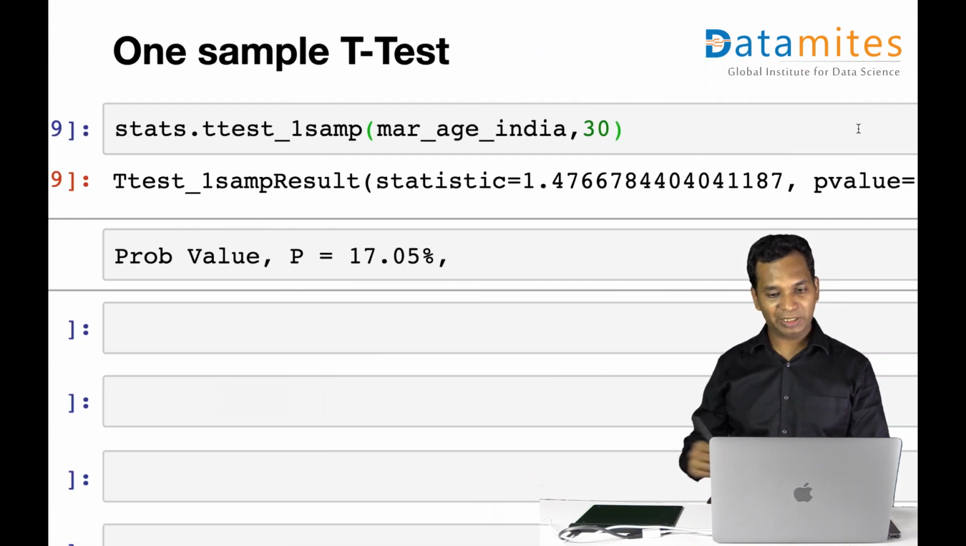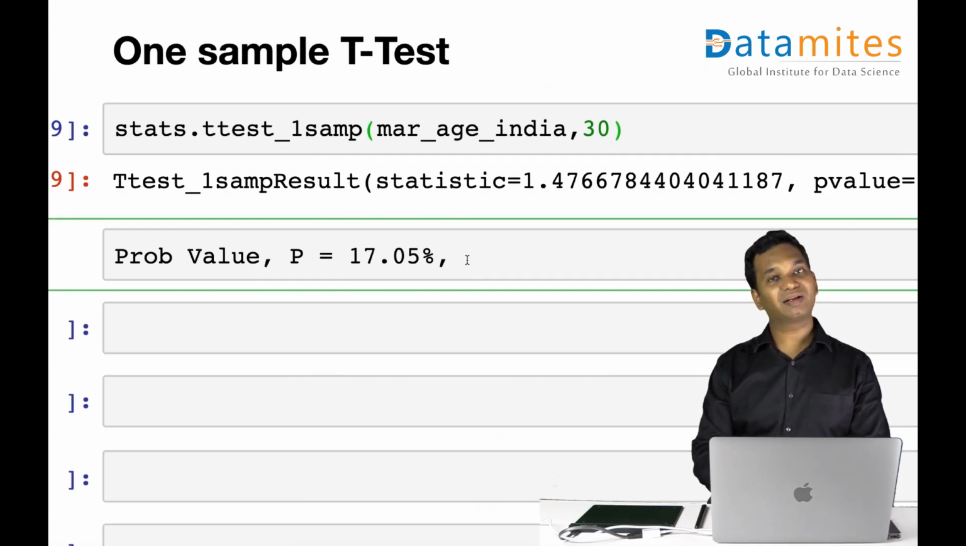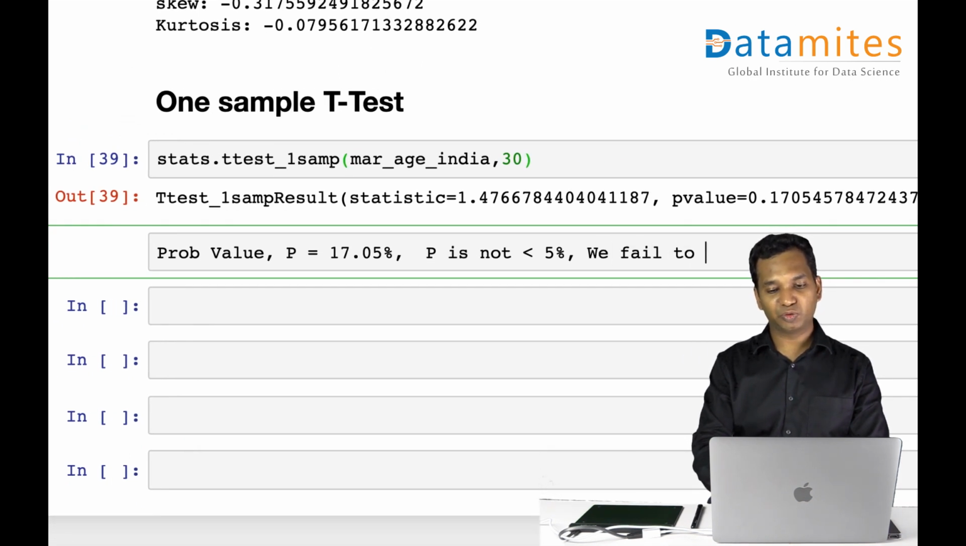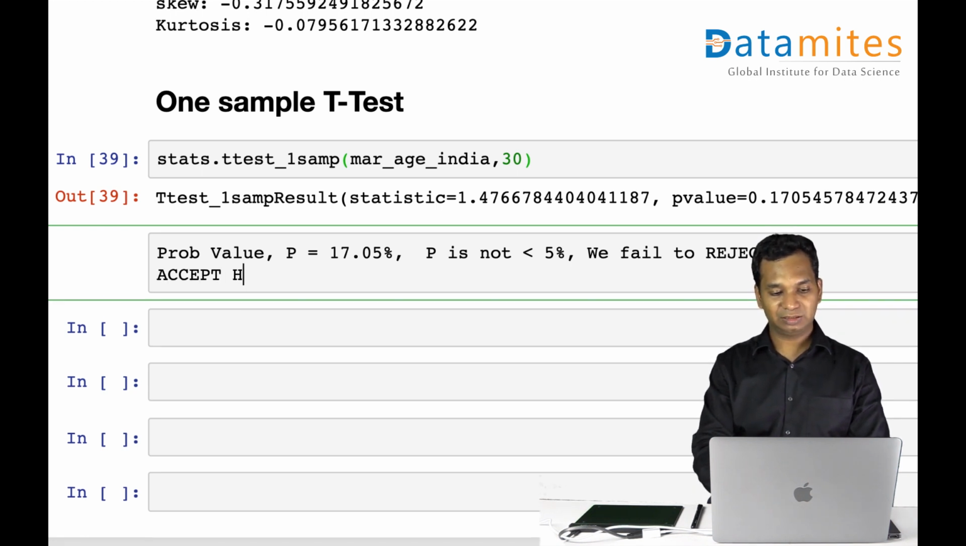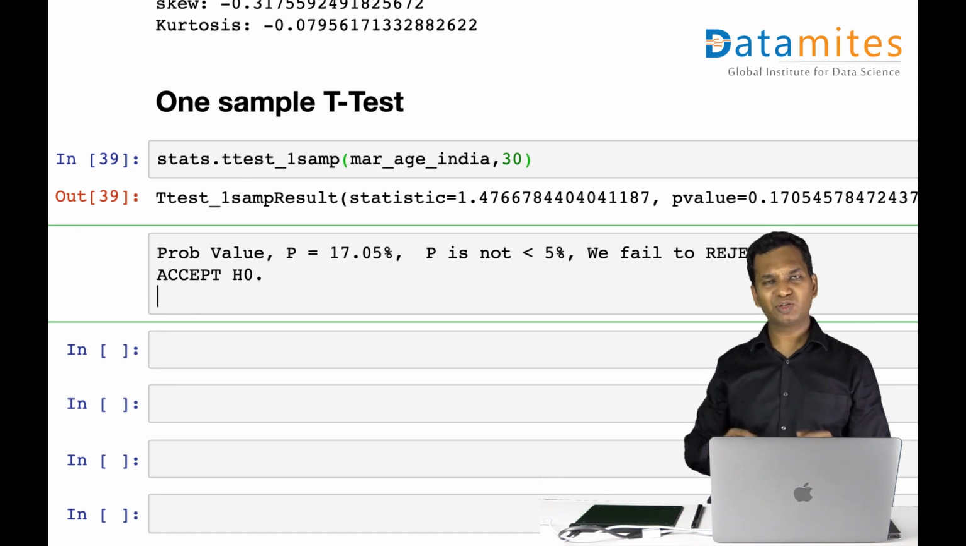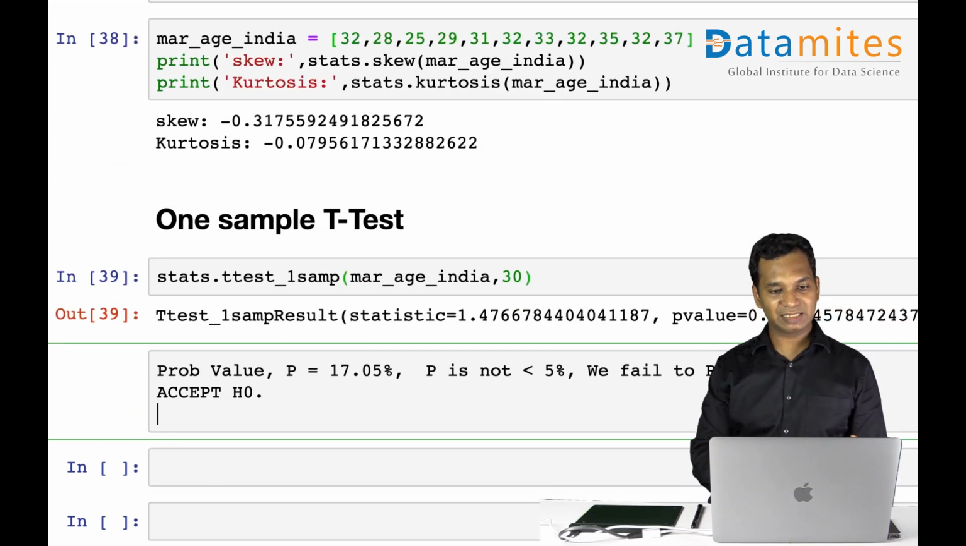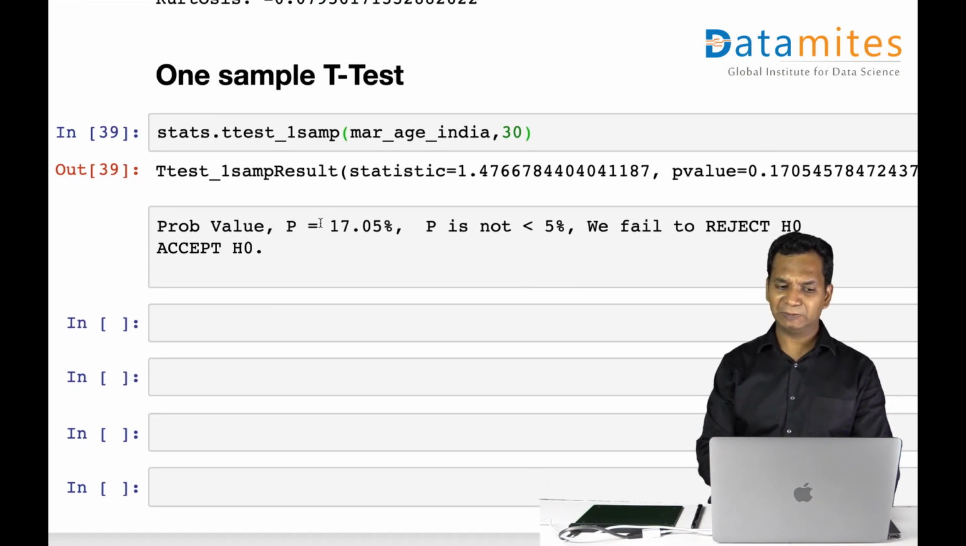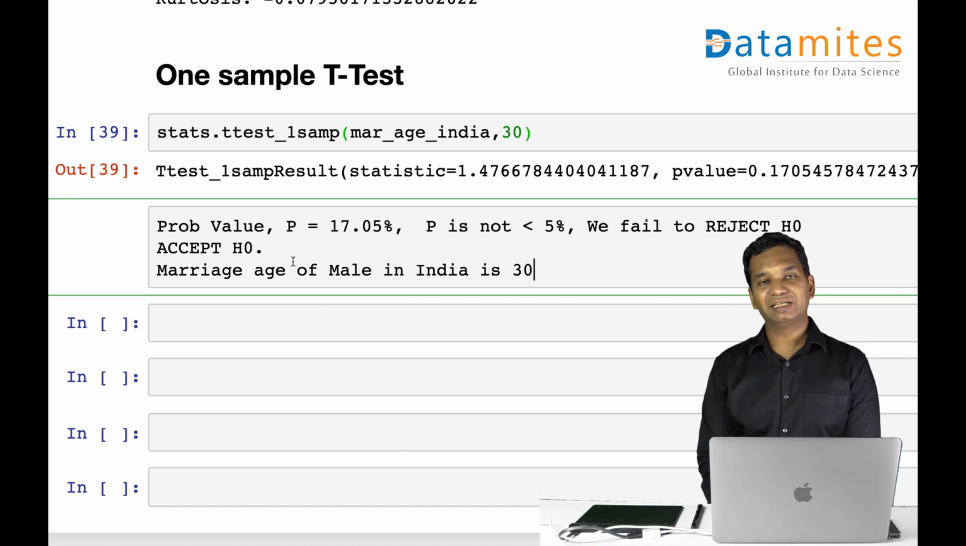Okay, so what do you do here? Well, your p-value is not less than 5%, which means you cannot reject the null hypothesis. We say we fail to reject the null hypothesis, which means we accept the null hypothesis. It might look weird. Hey, you only have a 17% probability of 30 being the marriage age, and you are going to accept the null hypothesis and say the marriage age of males in India is 30. Doesn't sound like a very logical conclusion.